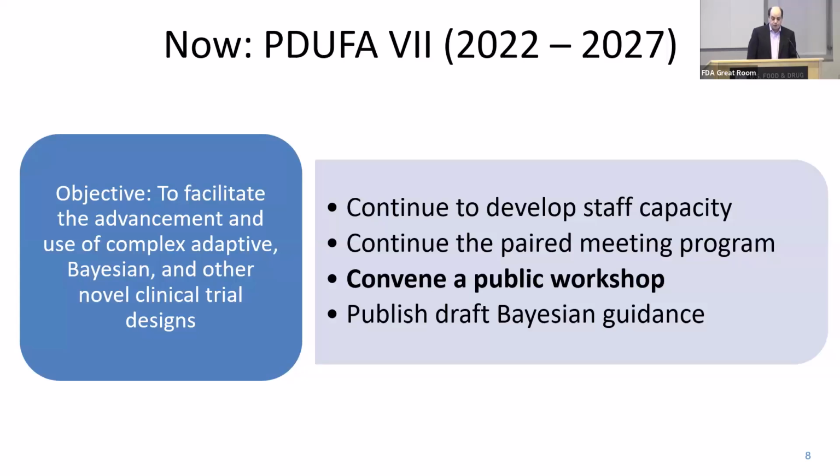And we have our goals under this, which include continuing to develop staff capacity for CID review, to continue the paired meeting program, which we no longer call a pilot, we just call it the paired meeting program, to convene the public workshop that we're having today, and to publish a draft guidance on the use of Bayesian methods in drug and biologic trials.